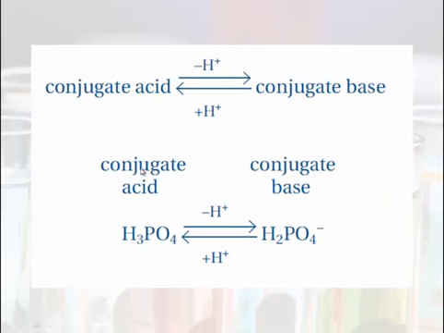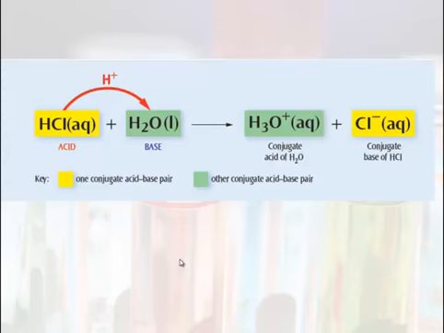And here is another example here, and another example you can have a look at. So hydrochloric acid and a base becomes the chloride ion here, which is the conjugate base of HCl because it has lost the hydrogen ion. Hydronium is the conjugate acid of H2O because it has gained a hydrogen ion.